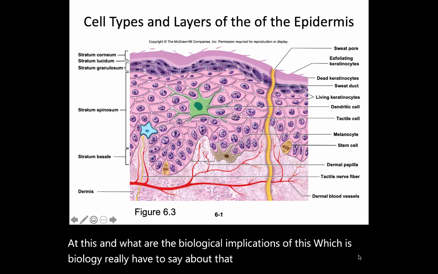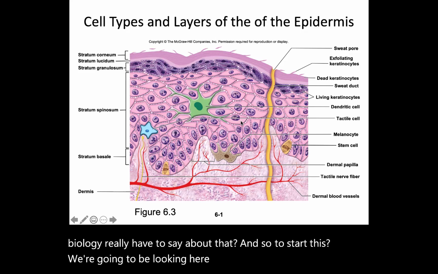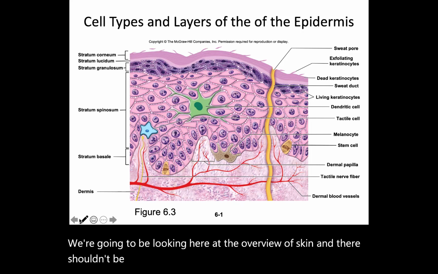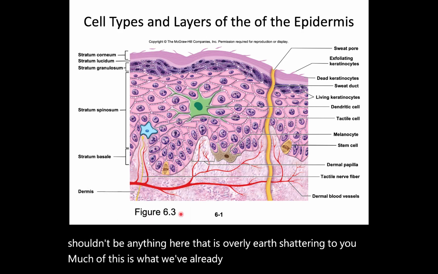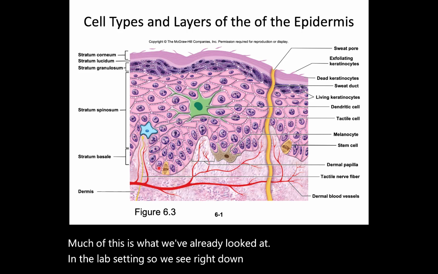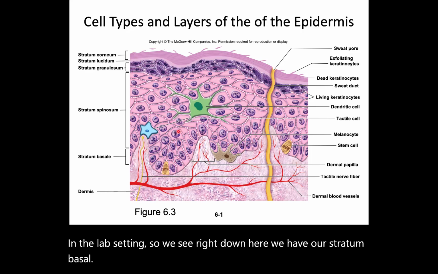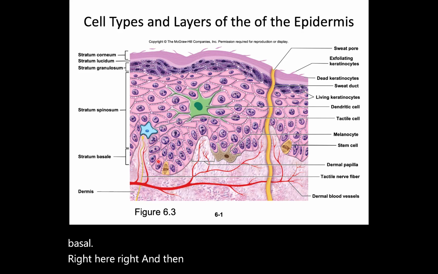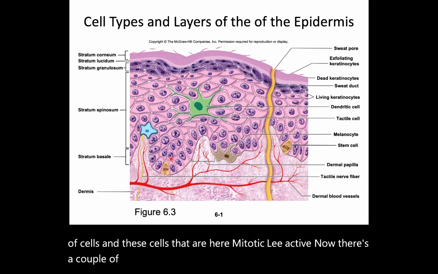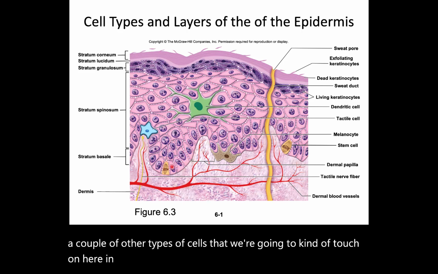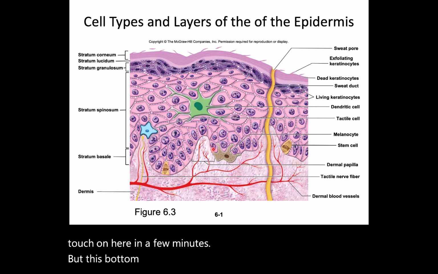To start, we are going to look at the overview of skin, and there shouldn't be anything here that is overly earth-shattering to you. Much of this is what we've already looked at in the lab setting. Right down here we have our stratum basale. Remember, this is a single layer of cells, and these cells are mitotically active. There are a couple other types of cells that we're going to touch on in a few minutes, but this bottom layer, of course, is the stratum basale.